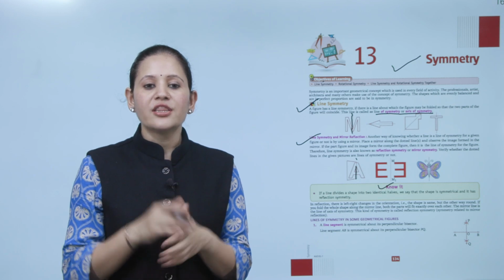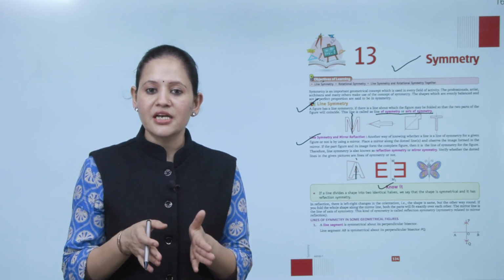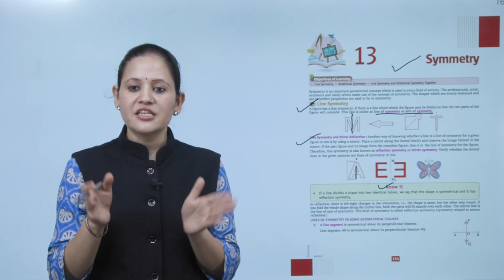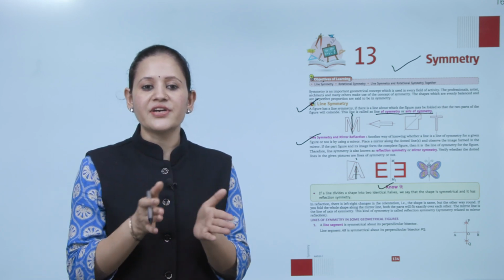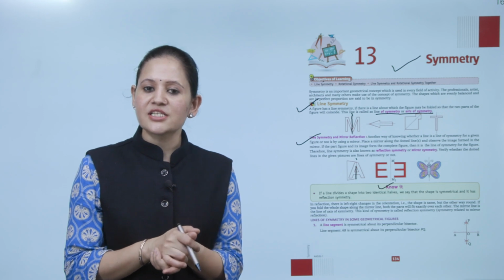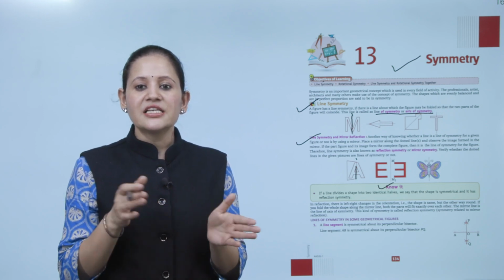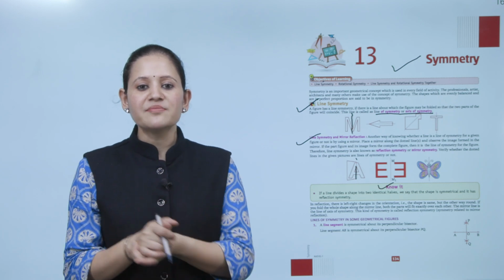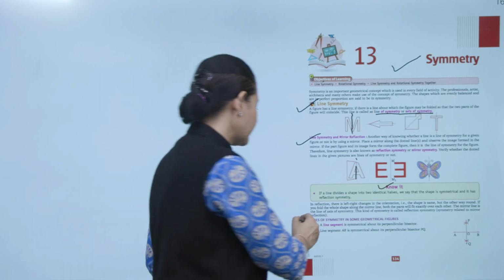If you fold the whole shape along the mirror line, both the parts will fit exactly over each other. This mirror line is the line or axis of symmetry. This kind of symmetry is called reflection symmetry, symmetry related to mirror reflection. Next is lines of symmetry in some geometrical figures.